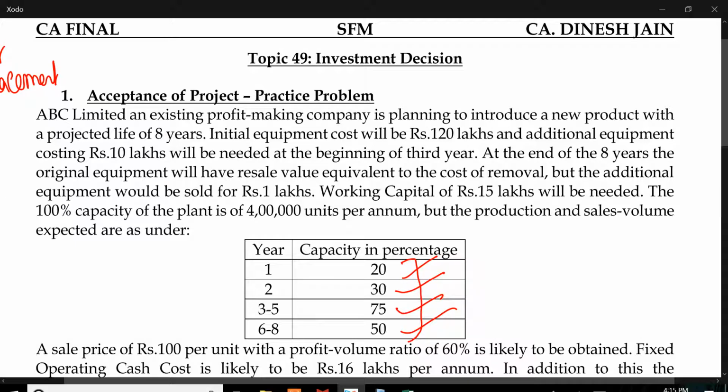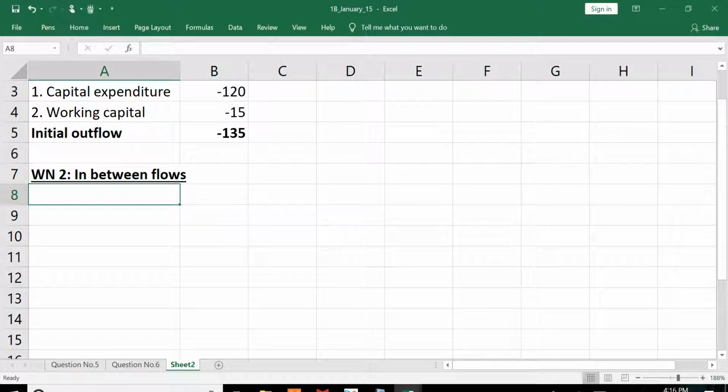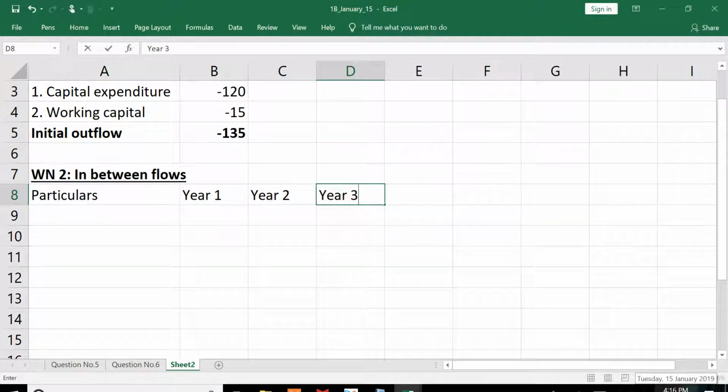So we'll have particulars and 8 columns. Later on, you will learn that there's a possibility that I can club 3 to 5 together and 6 to 8 together. That we'll see later on. Initially, let's create separate columns. Particulars and 8 years: year 1, year 2, 3.